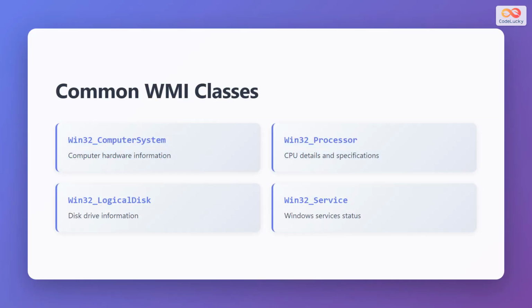There are several commonly used WMI classes you should know. Win32_ComputerSystem provides computer hardware information. Win32_Processor gives you CPU details and specifications. Win32_LogicalDisk returns disk drive information, including storage capacity. And Win32_Service provides the status of Windows services running on your system. These four classes cover most basic system administration needs.